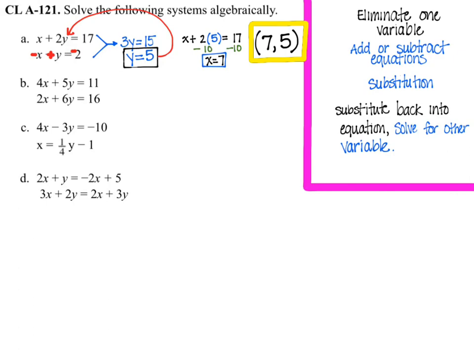In this case, since they're x's and y's, it is an ordered pair, and so I like the answer written as an ordered pair. But x equals 7 and y equals 5 is also good.